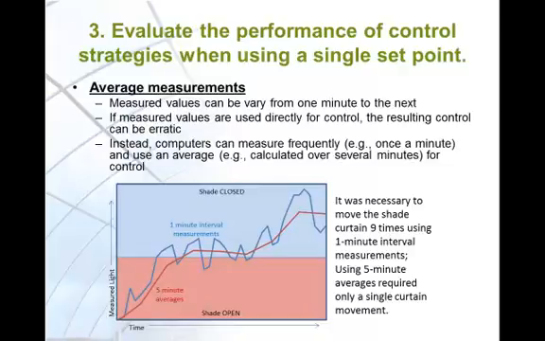As you can see, it was necessary to move the shade curtain 9 times using the 1 minute interval measurements. Using 5-minute averages required only a single curtain movement. Other parameters, for which we often use the method of using averages for control purposes, are wind speed and wind direction.